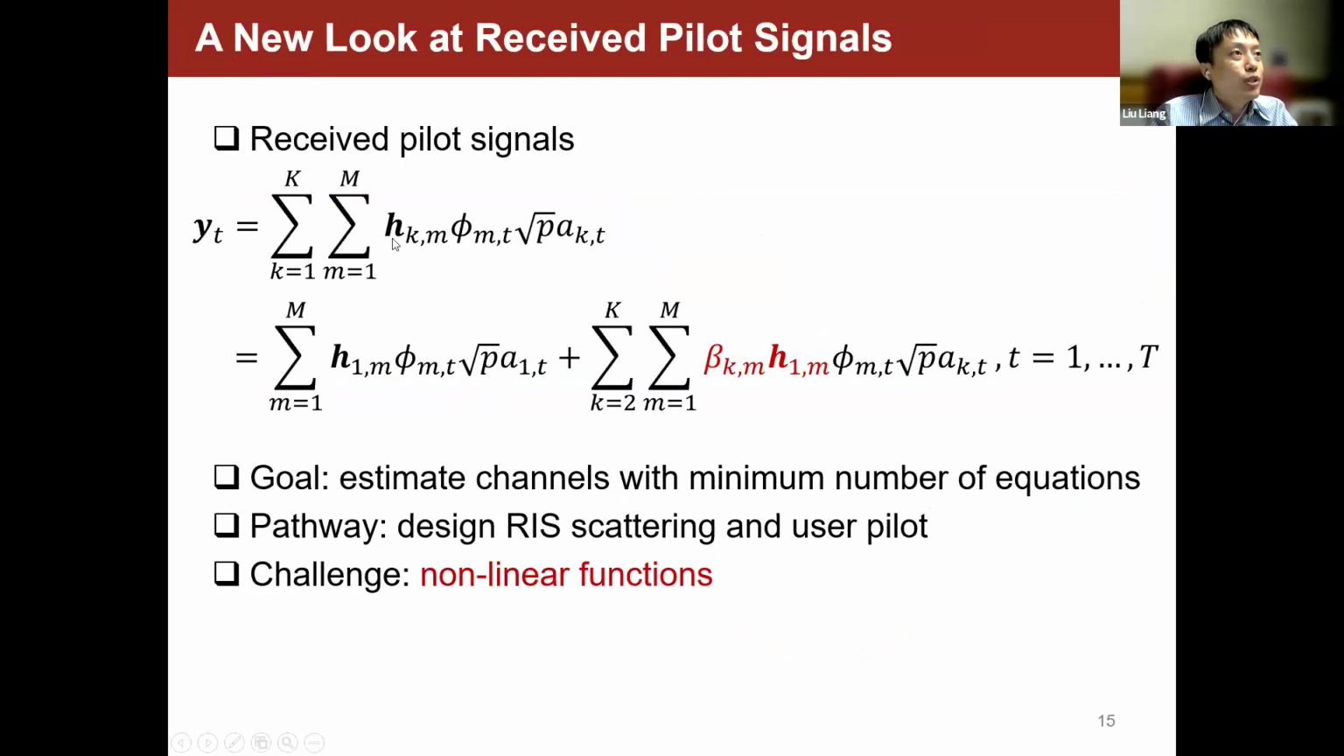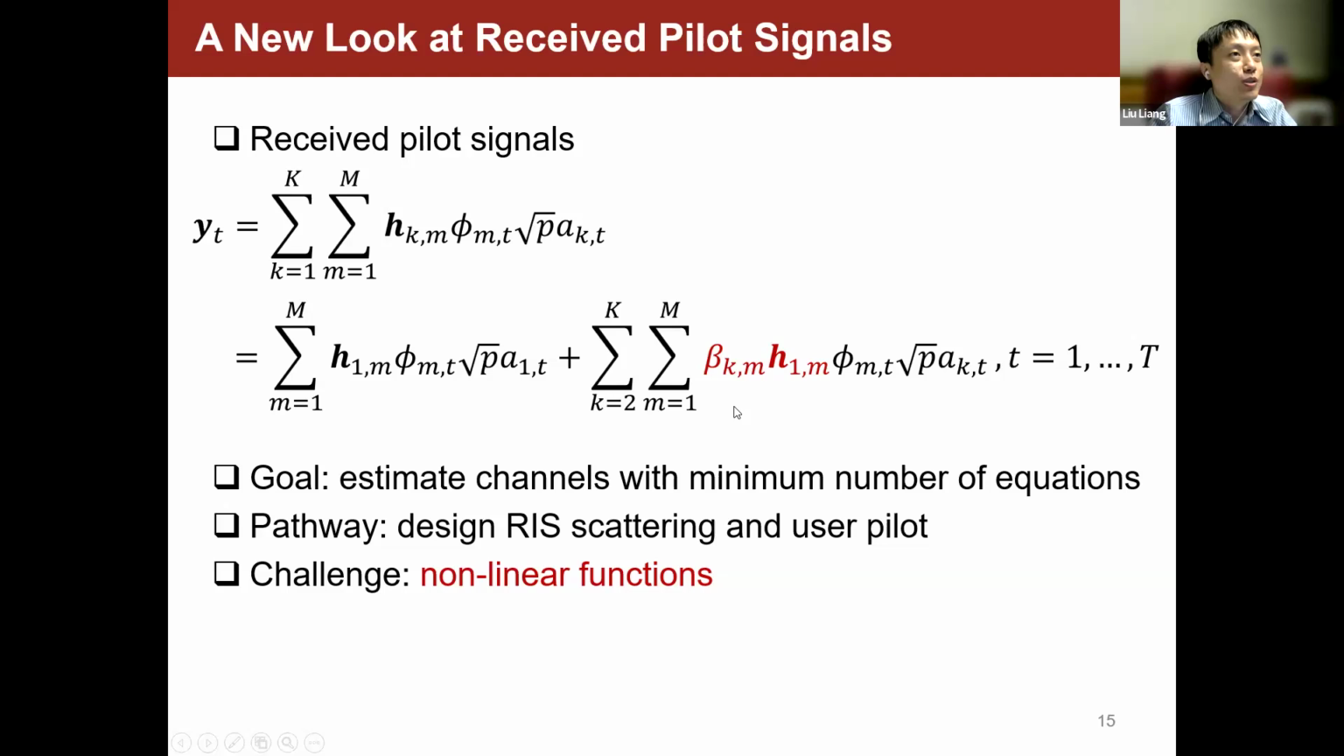And now I want to replace H_km by beta_km times H_1m. So this is the reflected signal contributed by the first user, and this is the signal from the other K minus 1 users. So I replace H_km by beta_km times H_1m. This is the trick I'm playing. The good news is that now the number of unknowns is smaller. But the bad news is that now this is not a linear equation, even if we ignore the noise. This is linear in H_1m, but I don't know beta, and I don't know H. We have the product of beta and H. So how to solve nonlinear equations?